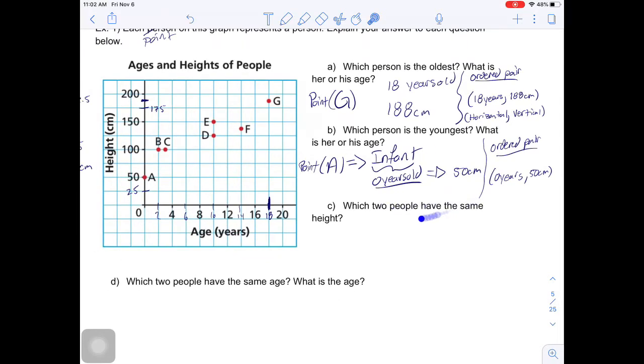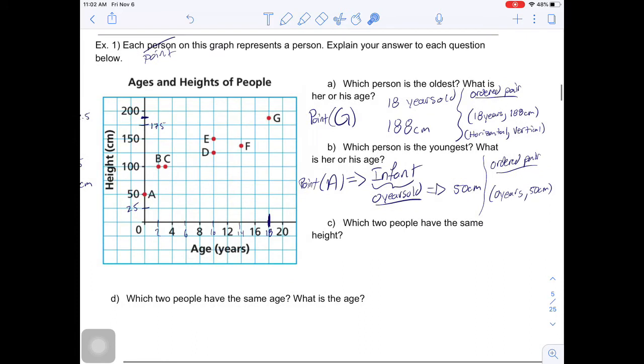Now, which two people have the same height? So here, we can see we're talking about height now. So we don't care about the same age. It would not be D and E. These guys don't have the same height. E is 150, where D is 125.